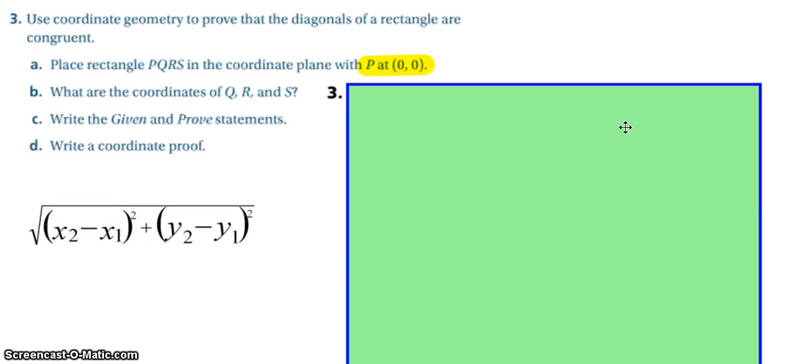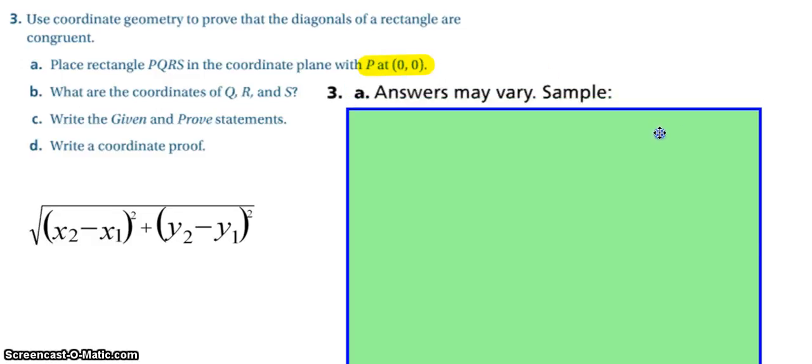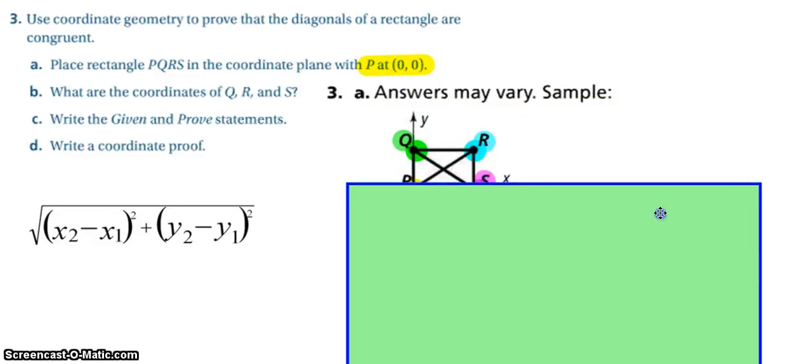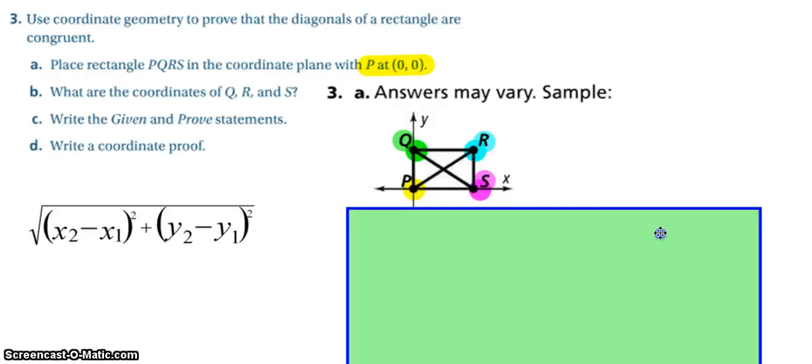Alright, so we want to put a rectangle in the coordinate plane with P at 0, 0, so we could honestly choose any quadrant to be in, but it's easiest if we go in the top right quadrant. So we have P, Q, R, S, and then we want to find the coordinates of Q, R, and S.